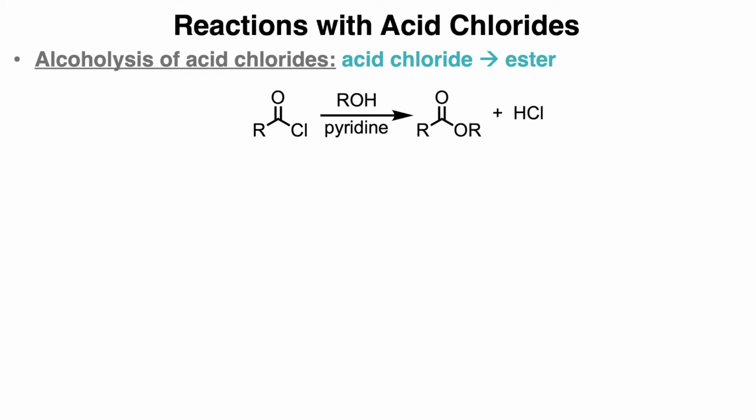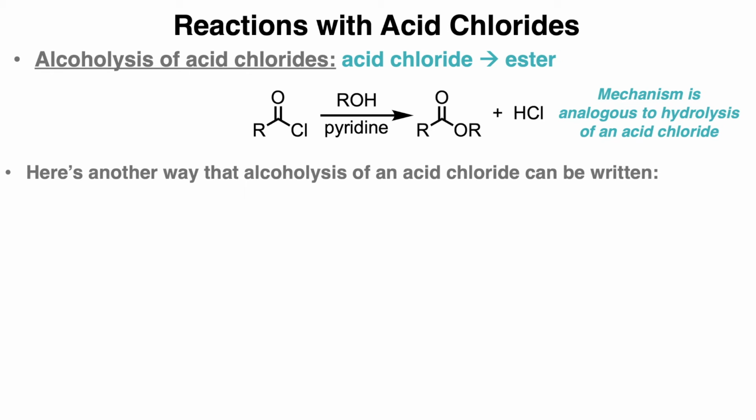Alcoholysis of an acid chloride forms an ester using an alcohol and pyridine. The mechanism is actually analogous to the last reaction we just looked at, hydrolysis of an acid chloride. Now here's another way that alcoholysis of an acid chloride can be written. The alcohol can be shown as the starting molecule, while the acid chloride and pyridine are the reagents, but you would get the same ester product regardless of which method is used to write the reaction.